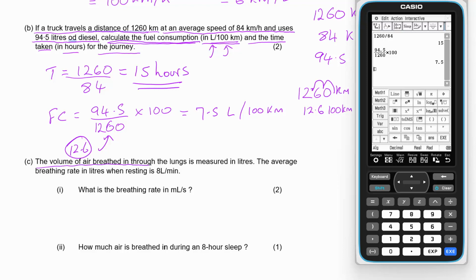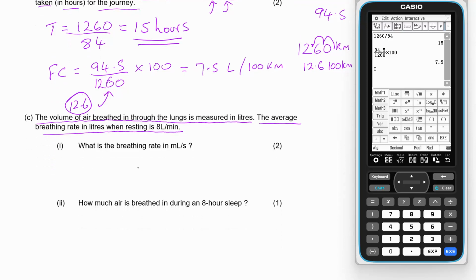The volume of air breathed in through the lungs is measured in litres. The average breathing rate in litres when resting is 8 litres per minute. What is the breathing rate in millilitres per second? So we've got 8 litres per minute. Now, there are 1,000 millilitres in a litre. So it would be 8,000 millilitres per minute.